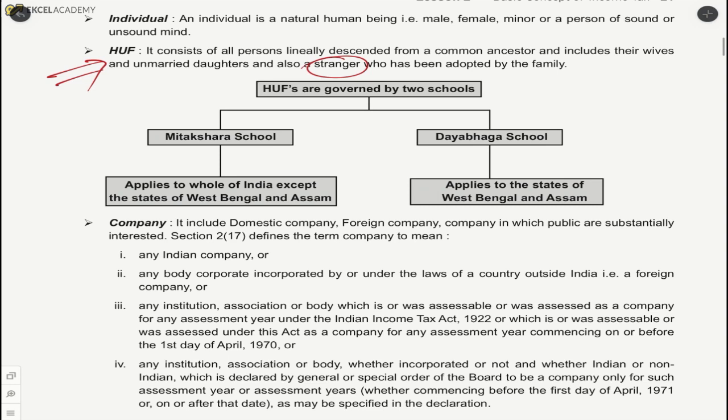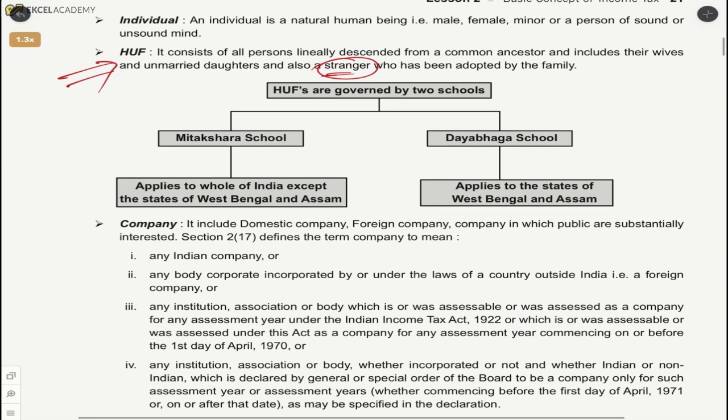So they might ask the definition based on this particular point, that is stranger, whether a stranger is part of the HUF or not. So a stranger will be a part of HUF, though he is not linearly descended from any of the ancestors. So here what we are worried about is common ancestor and their wives, and includes a stranger.